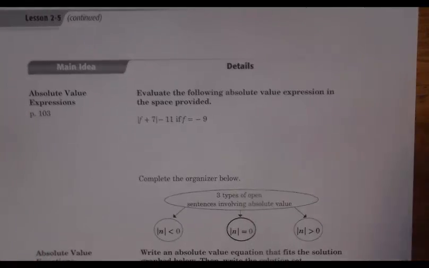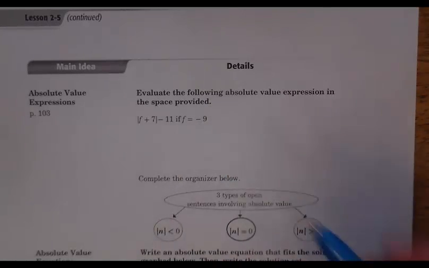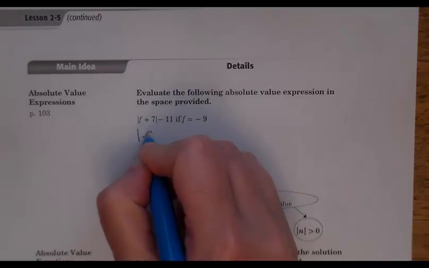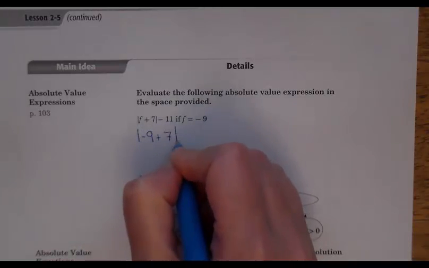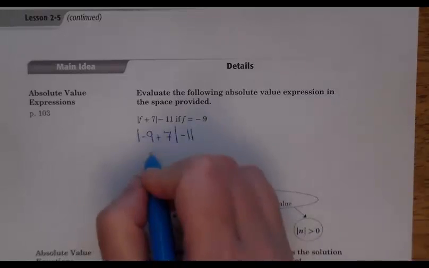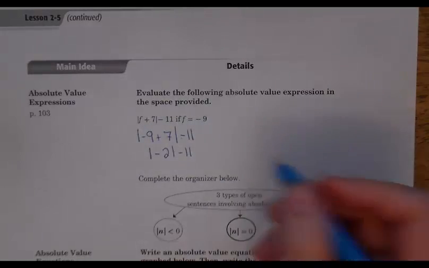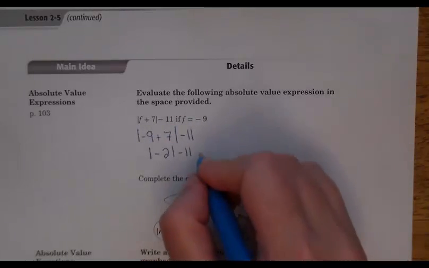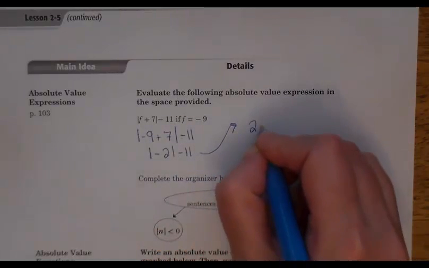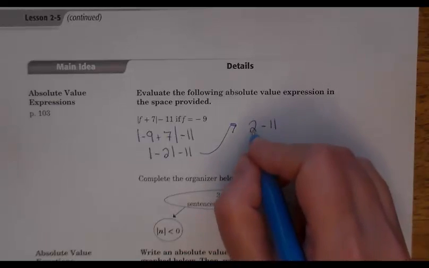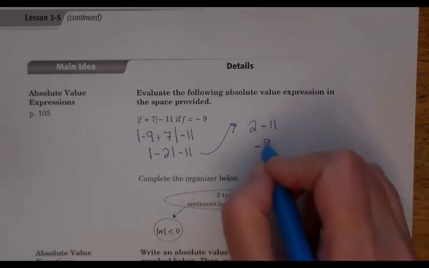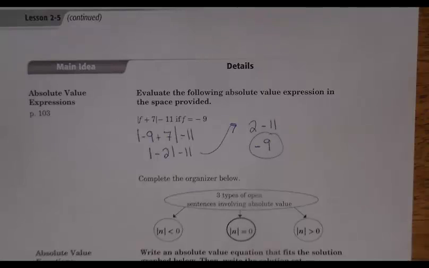So we're going to evaluate the following absolute value expression if f is negative 9. So I'm going to plug in negative 9 for f. That's 11. Negative 9 plus 7 is negative 2. Absolute value is always positive. So that's going to give me 2 minus 11. And 2 minus 11 is negative 9. So the value of this expression, if f is negative 9, is also negative 9.